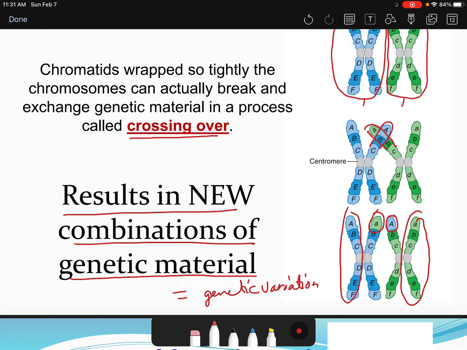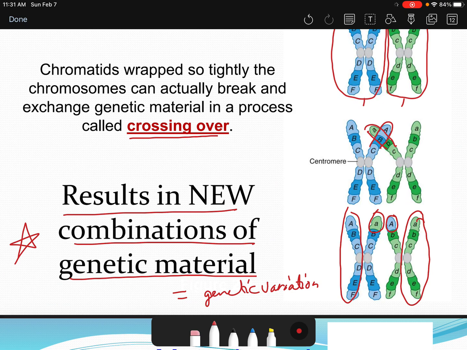So this is one of the main ways that we get genetic variation, is through crossing over. If you have any brothers or sisters, you might look a lot like your brothers or sisters, or you can look quite differently. If you have the same parents, same mom and dad, some people say, well, they're tall and they've got blonde hair and the other one is short with dark hair.